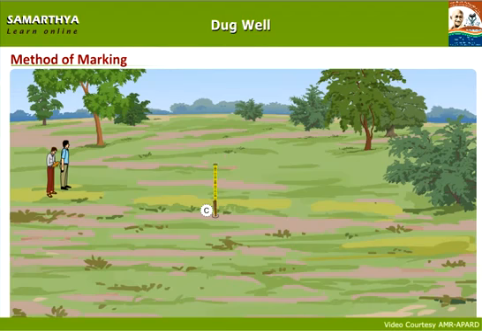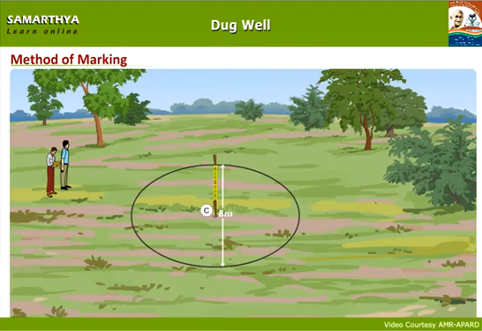Cling the loop of a tape to wooden pole C and, 4 meters from here, fix another wooden pole and mark it as D. Cling the loop of a tape to wooden pole C and draw a circle around. This 8-meter diameter circle symbolizes the open well. Pour lime powder around the circular line.